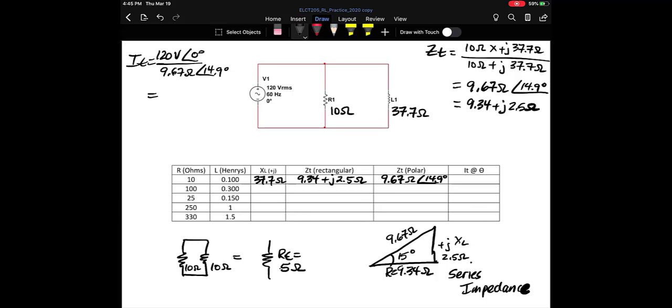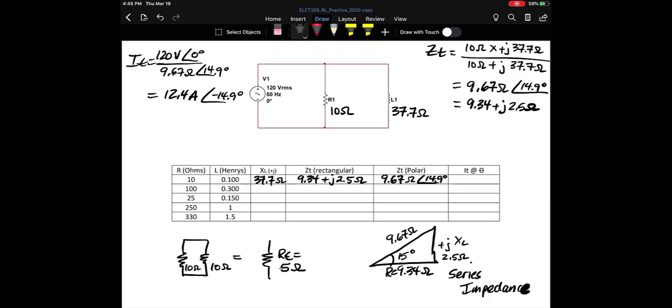Okay, so then if we do that, we get 120 divided by 9.67. That gives us 12.4. So that's 12.4 amps. And that 12.4 amps is going to be at an angle of minus 14.9 degrees.